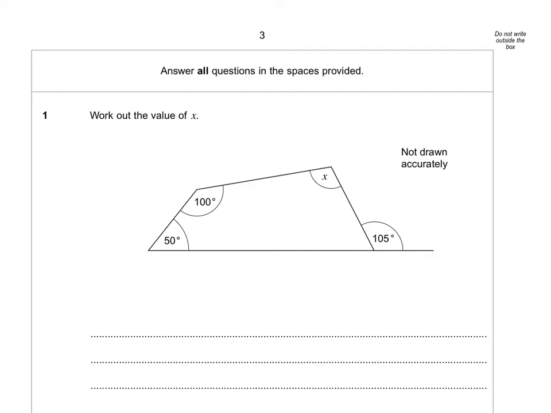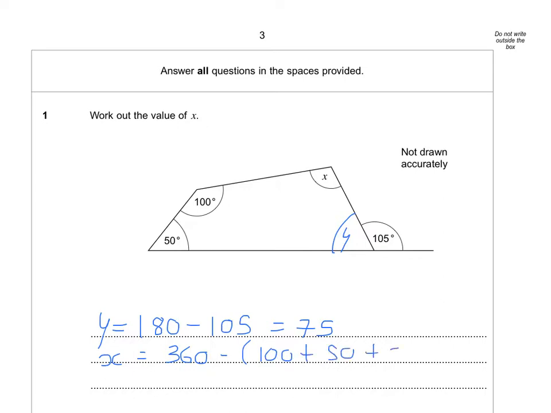Straight away in this question we can work out the size of this angle here, let's call it y, by doing 180 take away 105, which gives us 75 degrees. We know that the angles in a quadrilateral all add up to 360 degrees, so x is going to equal 360 minus 100 plus 50 plus 75, and this gives us a value of 135 degrees.